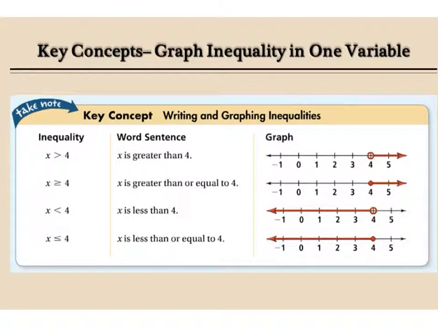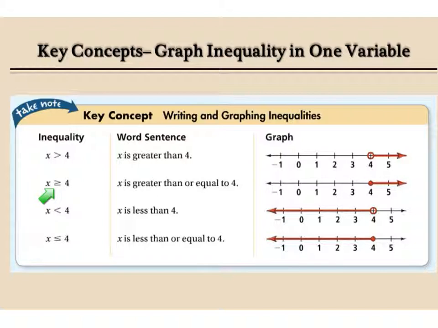Alright, quickly we're going to look at 4 types of inequalities. We're going to look at the symbols, the word sentences, and the graphs. The first one, here are the symbols. It says x is greater than 4. That symbol is greater than. We read it, x is greater than 4, and we graph it with an open circle and an arrow pointing to the right. I kind of like to look at it, see how that looks like an arrowhead pointing to the right? There's your arrowhead pointing to the right.